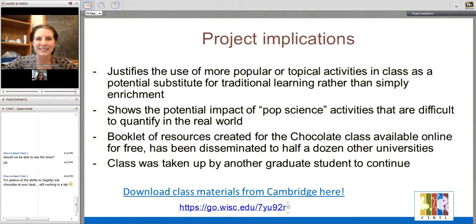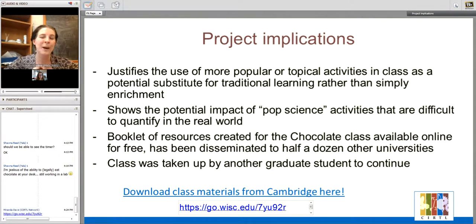Next slide, please. The project implications. What I was most happy about is that by controlling for all these variables and measuring the real outcome, I feel that it really justifies the use of these topical activities, things that might be considered just a spectacle, something to gain popularity. Sure, it is a spectacle, but that doesn't mean it doesn't work. It actually works just as well, if not better, for teaching than the standard example does. So that's saying that these don't just have to be enrichment programs. They actually can be embedded in the course itself.